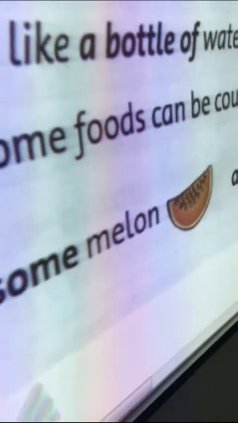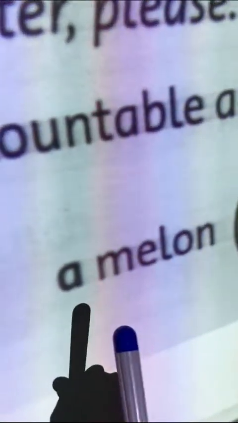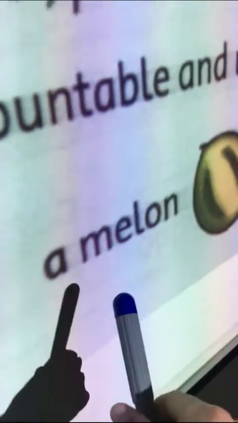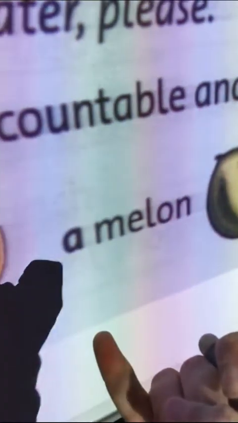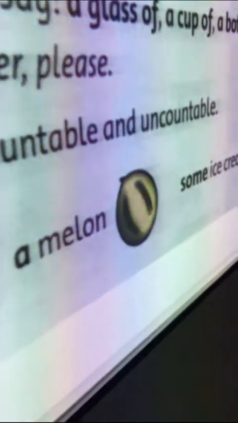But guys, notice that some foods can be both countable and uncountable. How can some food be countable and at the same time uncountable? Okay, let's see. Some melon. This is some melon. A melon. Here, some melon is uncountable. A melon here is countable. I can count it. A melon, two melons, three melons, four melons.